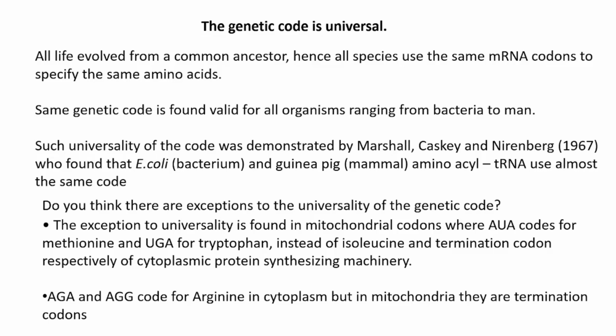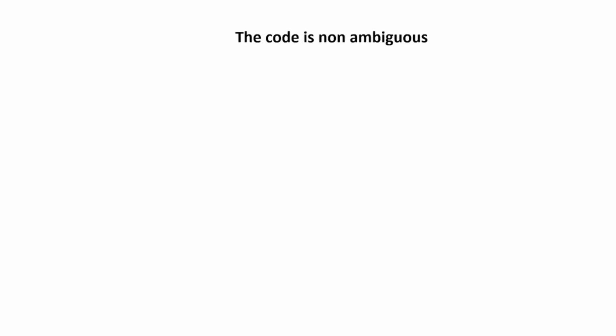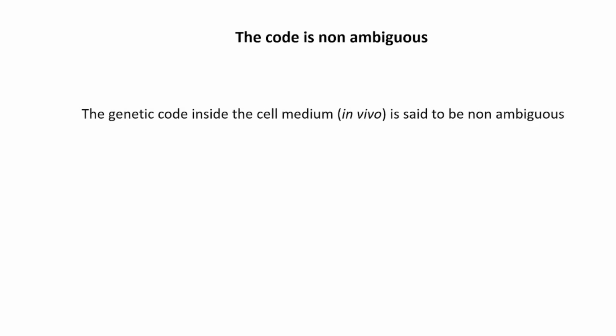The next important characteristic is that the genetic code is non-ambiguous. The genetic code inside the cell medium is said to be non-ambiguous. A particular codon always codes for the same amino acid. One codon cannot specify more than one amino acid. However, the same amino acid can be coded by more than one codon.